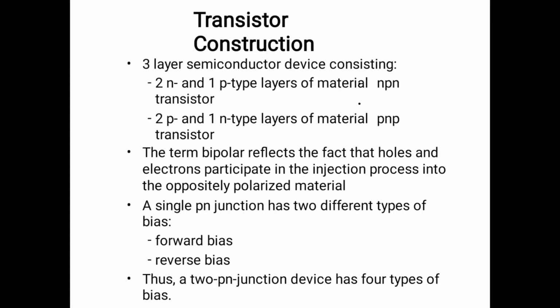The term bipolar reflects the fact that holes and electrons participate in the injection process into the oppositely polarized material. The PN junction has two different types of bias: the first is forward bias, the second is reverse bias. Thus a two-PN-junction device has four types of bias.